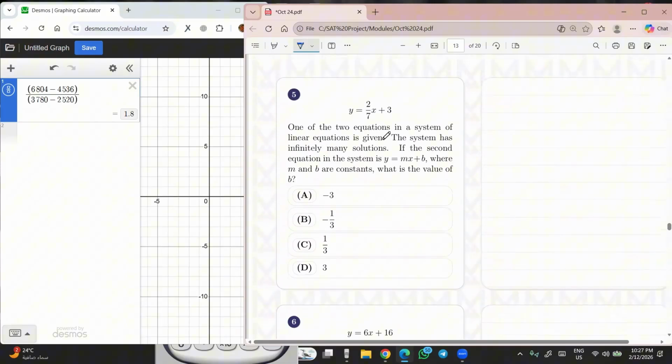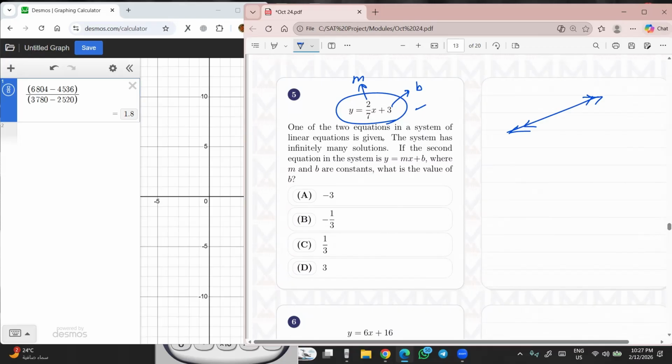Question number 5. Y is equal to 2 over 7x plus 3. You need to recall the function f of x is equal to mx plus b. This is m, and that's b. So when one of the two equations in the system of linear equations is given, and we need to get the other one, the system has infinitely many solutions, which means they are exactly the same equation. So infinitely many solutions means this is the first line, and what is the second line? Itself, which means that they are exactly the same.